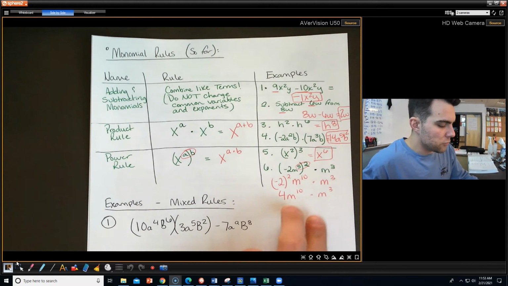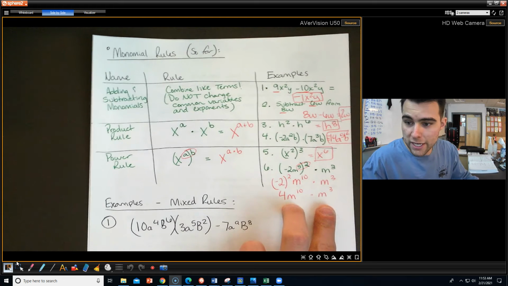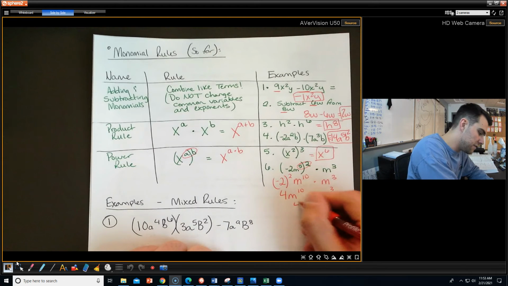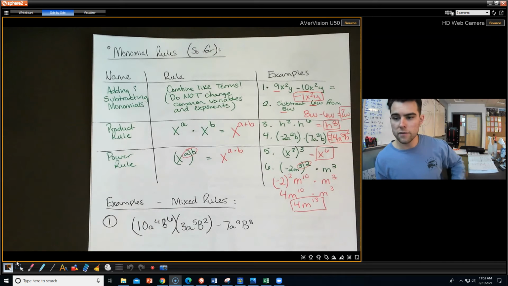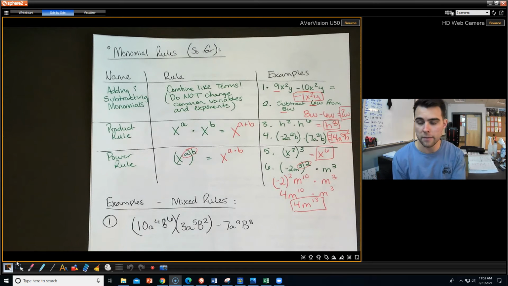And then we can go ahead, because this is multiplication, we can add our exponents and get 4m to the 13th power. Okay. So we're going to look over 3 examples that incorporate a mixed bag of all of these rules and kind of see how we work them out.